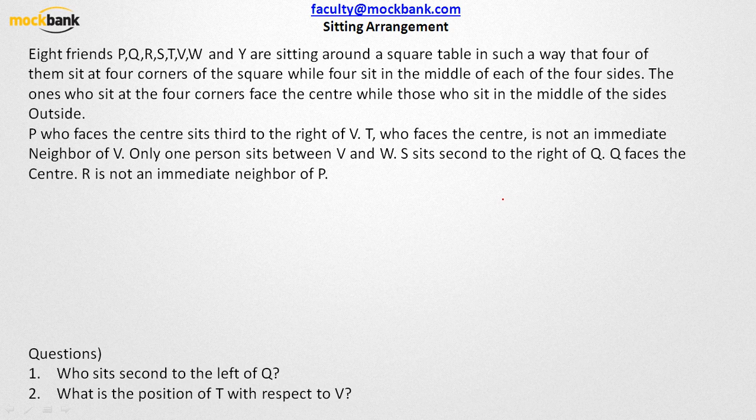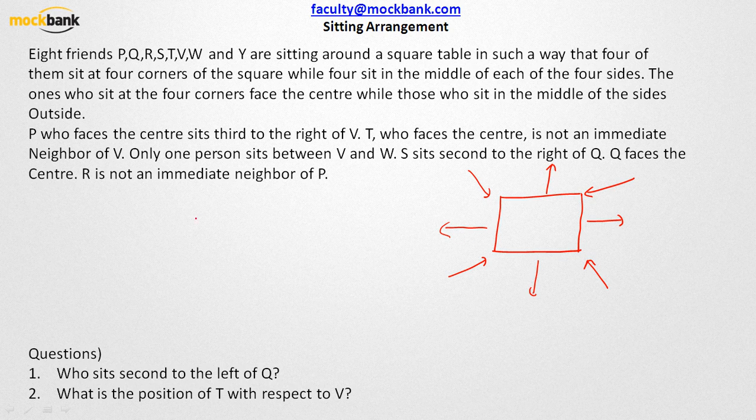So I have got this square, and the persons who are sitting on these corners, they're all facing towards the center. So I have got, say, this is how I'm going to represent them. They're all facing towards the center, and all these people who are sitting in the middle of each of 4 sides, they're all facing away from the center.